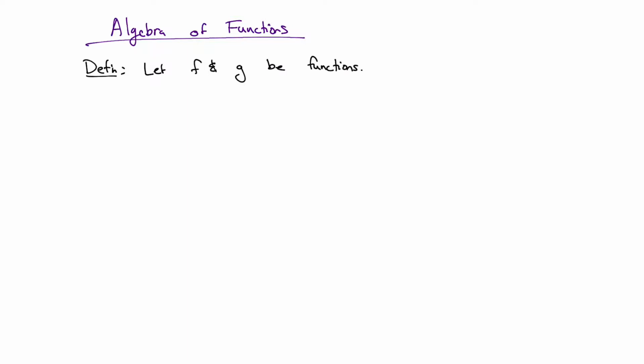Then we have 4 sub-definitions here. The sum function is defined as, in parentheses, f plus g of x, and it's exactly what we think it would be. This is f of x plus g of x.